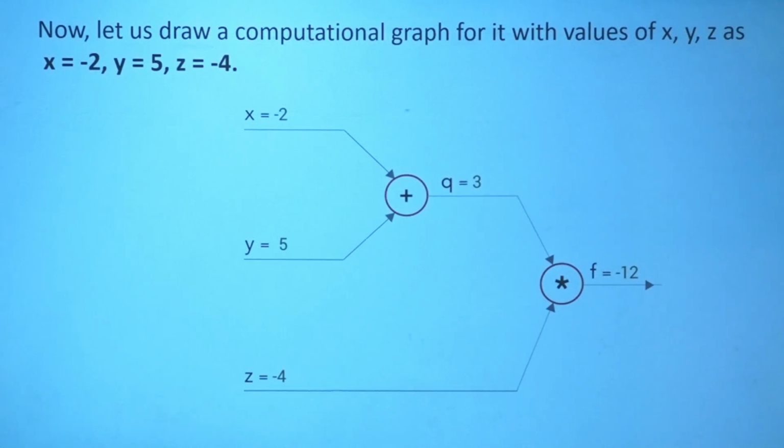So what you got, this f equal to -12, with the initial values of x, y, z, moving from left to right and performing the specified operation at each node of the computational graph. What you got is -12. This is the forward pass, simple thing.